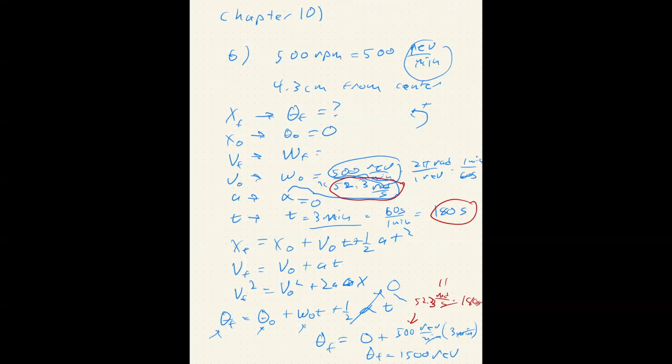My thumb went across the screen and took away my answer. Times 180, I get 9,414 radians. Now, I'm going to do a quick conversion. Let's convert radians back to revolutions. There's 2 pi radians in every revolution, so I'm going to divide this by 2 pi. So divide by 2, divide by pi, and hopefully, and we do, we get 1,500 revolutions. So this answer here is the same as this answer here. It's just different because of the unit.